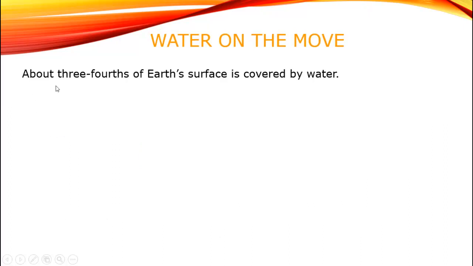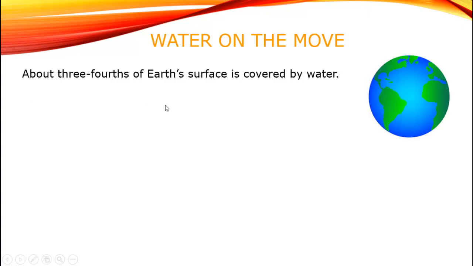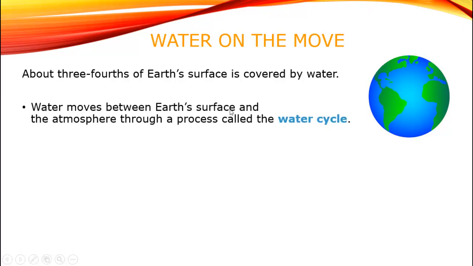Did you know that about 3/4 of Earth's surface is covered by water? So this is the reason that the Earth is called the blue planet. Water moves between Earth's surface and atmosphere through a process called the water cycle, and this is the main idea of our lesson.